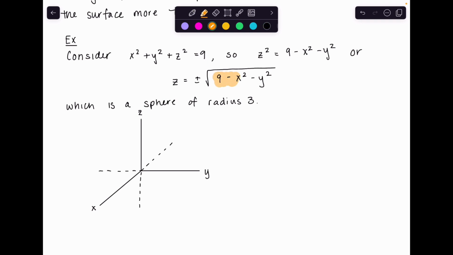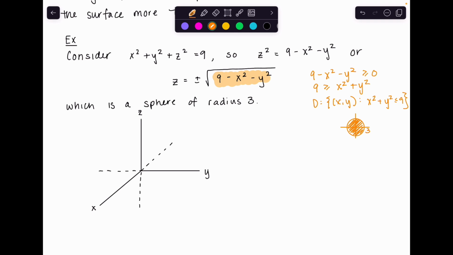Because really, back up here, if you were finding the domain, you would need 9 minus x squared minus y squared to be greater than or equal to 0, which is the same thing as saying 9 is greater than x squared plus y squared. So it's anything inside that circle of radius 3. Okay. So the domain, this is your restrictions. You take all x and y such that x squared plus y squared is less than or equal to 9, which in the xy plane is everything inside the circle of radius 3. So this would be your domain.